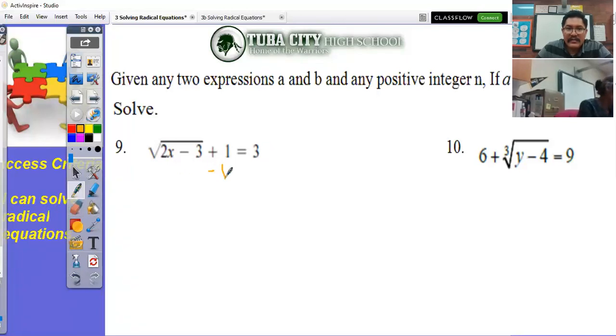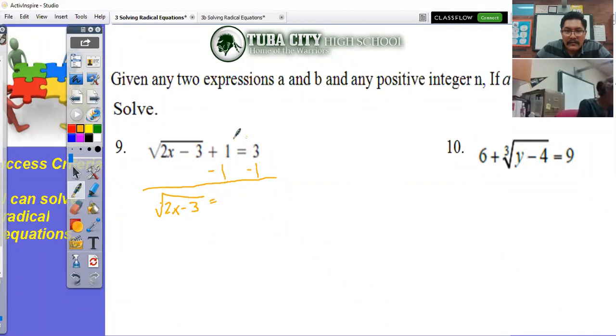You don't really need to, but it simplifies things a lot when you don't have to worry so much about using FOIL and combining like terms. So the easiest way to do things is to isolate your radical first. So that's what we're going to do. We're going to get this 1 out of here, so we get a nice radical going. 2x minus 3. Get rid of that.